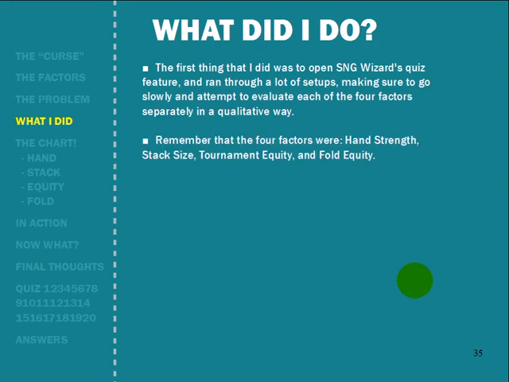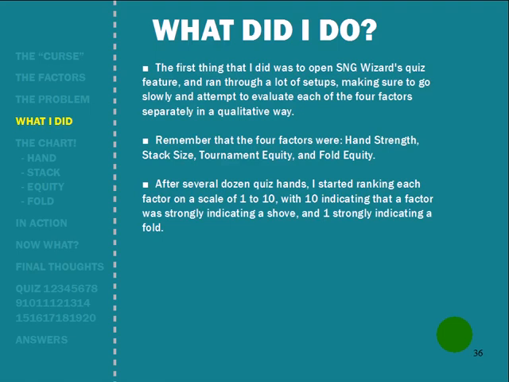If you remember what those 4 factors were, they were hand strength, stack size, tournament equity, and fold equity. After several dozen quiz hands, I started ranking each factor on a scale of 1 to 10. The reason I did this is, I would look at a hand and figure out, okay, the hand strength is strong, and stack size is low, and then by the time I got to the 3rd or 4th one, I would forget how I rated the first 2, and then I would have to go back.